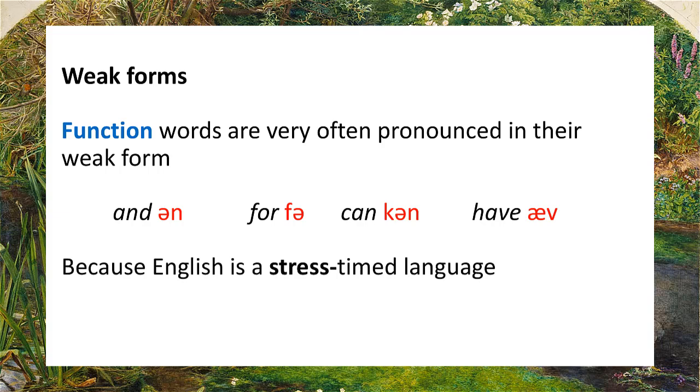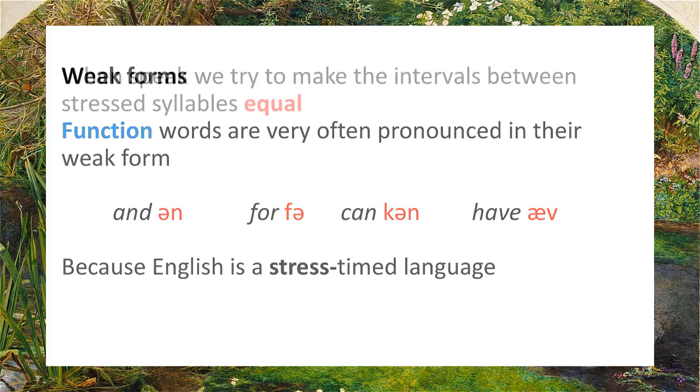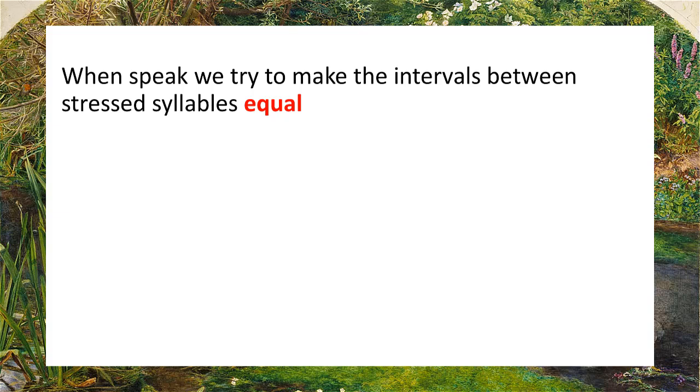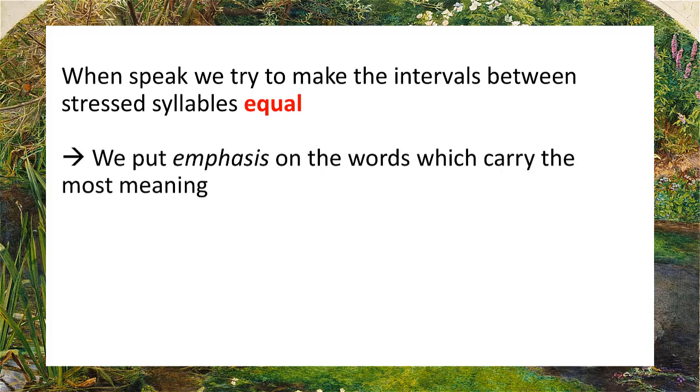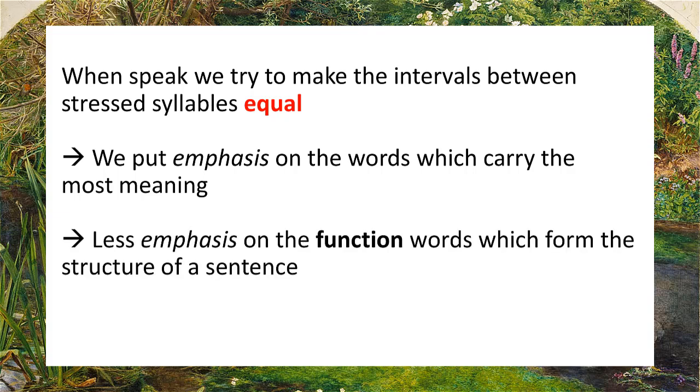This occurs because English is a stress-timed language. When we speak English, we try to make the intervals between stressed syllables equal, and as such we put emphasis on the words which carry the most meaning. This means there is then less emphasis on the function words which form the structure of a sentence. For example, I love strawberries and cream sounds more like I love strawberries 'un' cream. Let's go for a walk.